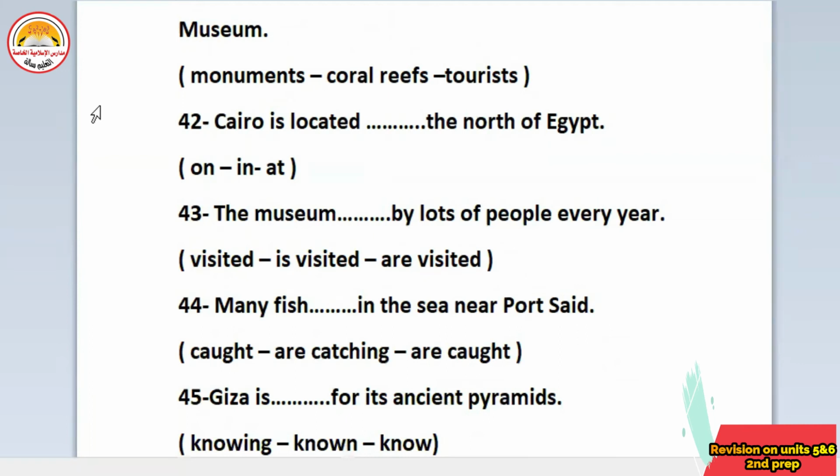Number 43, Minna Hassan. The museum is visited by lots of people every year. Okay. Why here you said is visited, Minna? Okay, this sentence is active or passive? Because the museum, okay, museum here is singular. Passive. Passive, yeah. So here we have to start with the object, museum. So here is visited is the correct answer. The museum is visited by lots of people every year. Okay, thank you, Minna.